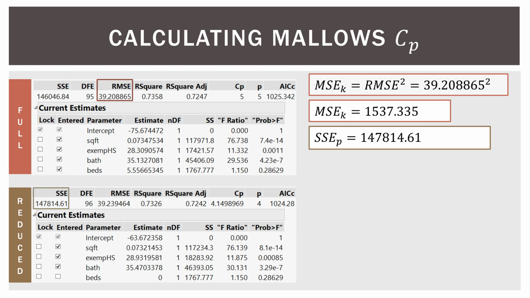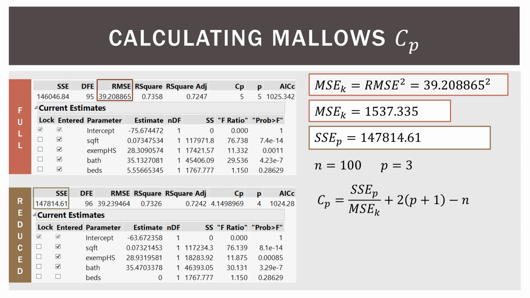Now we need the SSE sub P, which is the sum of squared errors for the reduced model. In this case, we just look on the output. It's 147,814.61. We pulled that right out of the output in the lower left. Now we have 100 observations. We knew that from the previous videos, but you can also see that from the DFE. So DFE is just 96 plus the three variables plus 1. We know we have 100 observations, but again, it's the same data we've been using. P equals 3 because we have three variables in the model.